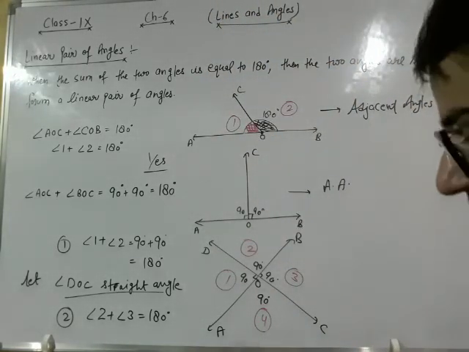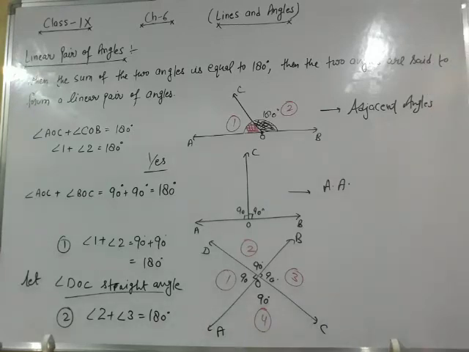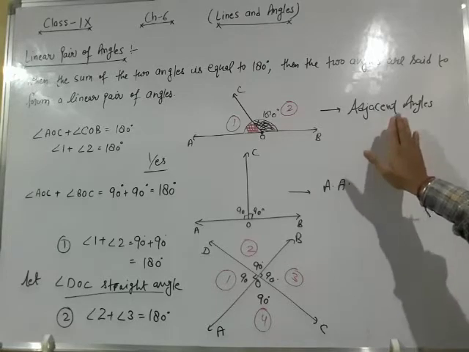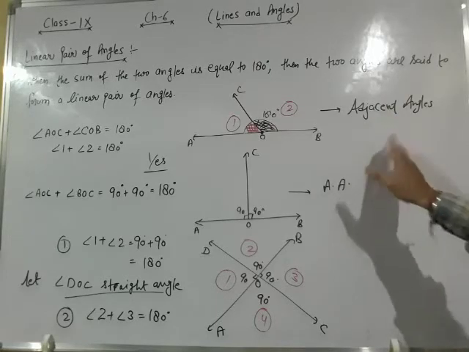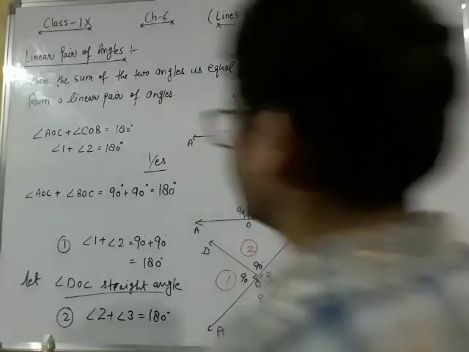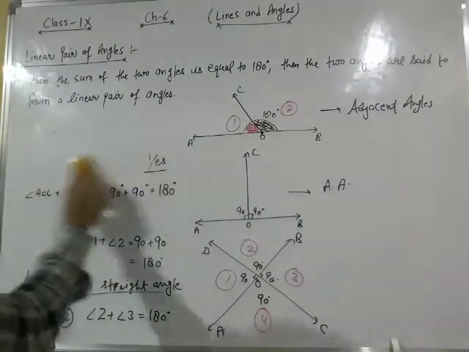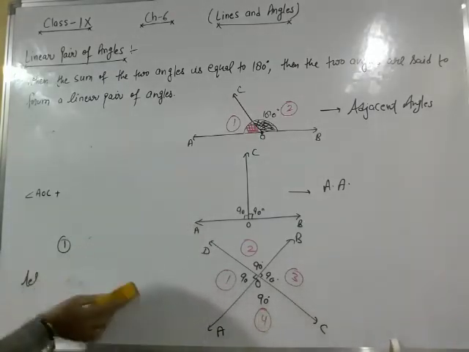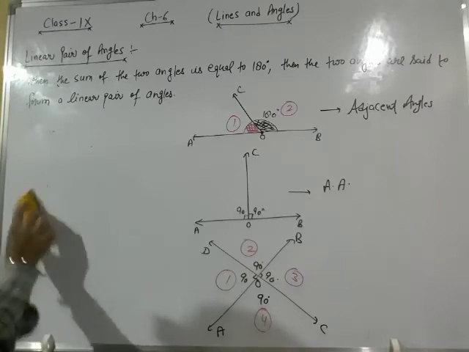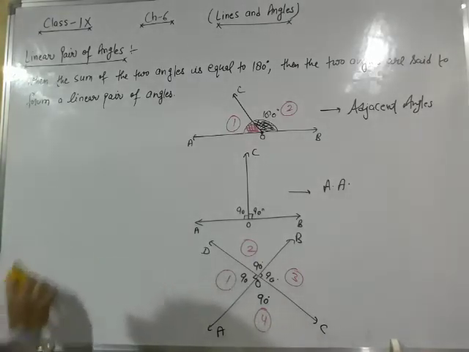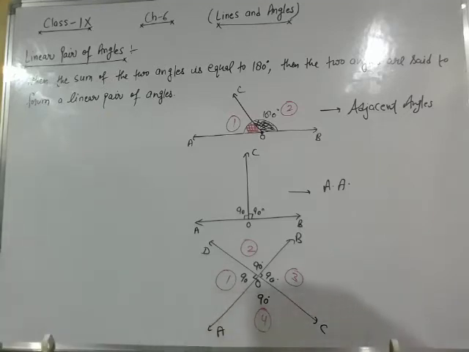It is not necessary. It means it is not necessary that two angles which satisfy the adjacent angles property will also satisfy the linear pair of angles property. And this you can observe here through a diagram, because in chapter 6 and 7 and in the upcoming chapters, if you draw diagrams of the conditions which you are studying, then it will be easier for you to understand the concept.